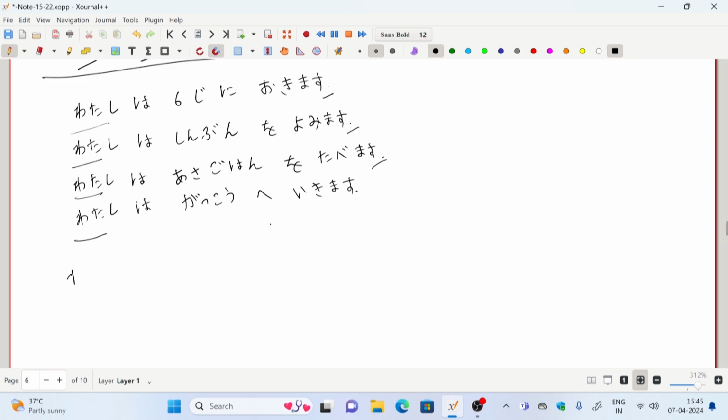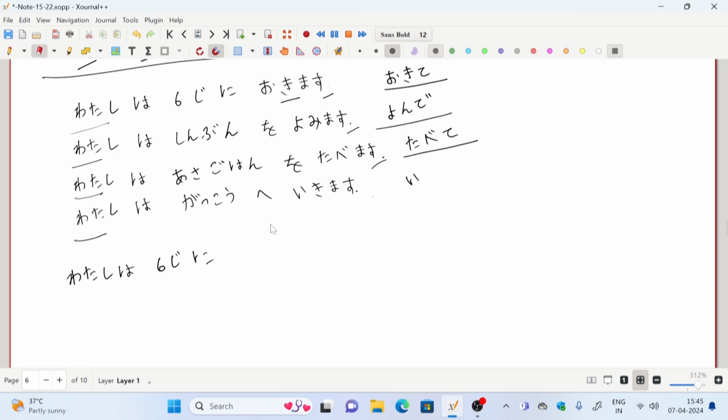So let's write it. Watashi wa rokuji ni. Okimasu is second group verb here. It will become okite, waking up. Yomimasu is the first group. It will change into yonde. Tabemasu is again second group. It will change into tabete. Ikimasu, since it is the last verb, it doesn't have to change.